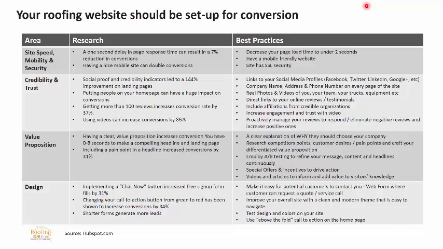The second key area we see is credibility and trust, right? Social proof and credibility indicators lead to a 144% improvement on landing pages. Landing pages are what people who click to your website see. It's a fancy way of saying a page of a website where people land, basically. Putting reviews on your homepage can have a huge impact on conversion. Getting more than 100 reviews increases conversion rate by 37%. Videos increase conversions by 86%. Again, this is not a roofing specific website, so I wouldn't take them as just the numbers. Just take it as the average, as some of the elements.